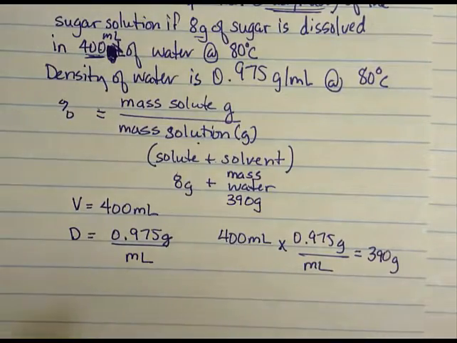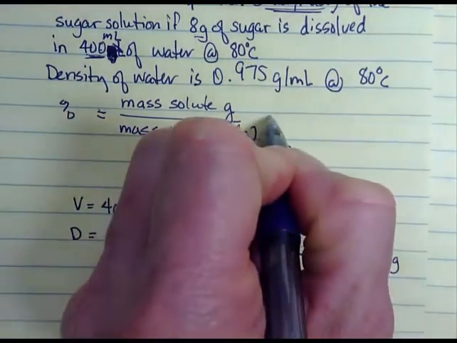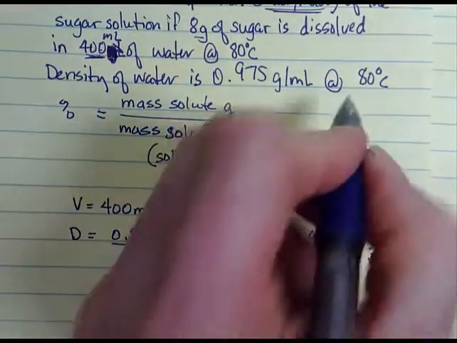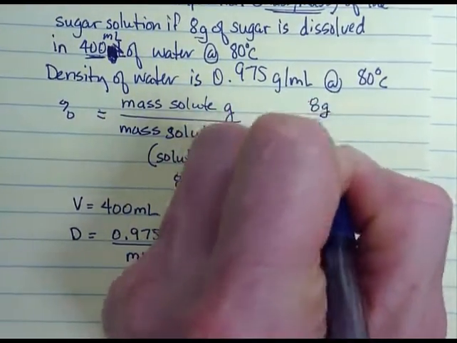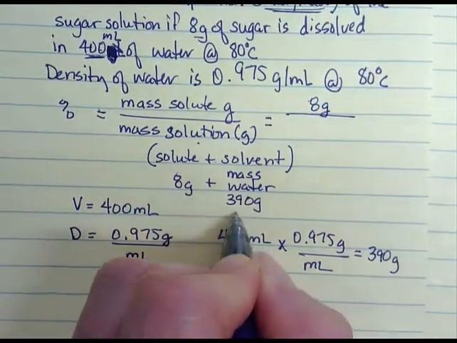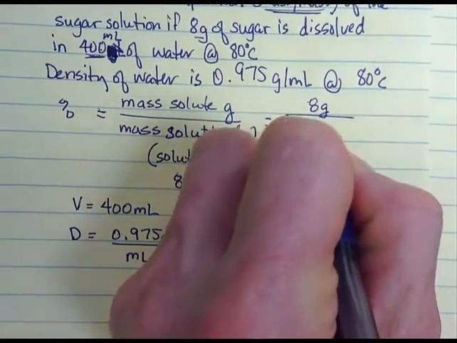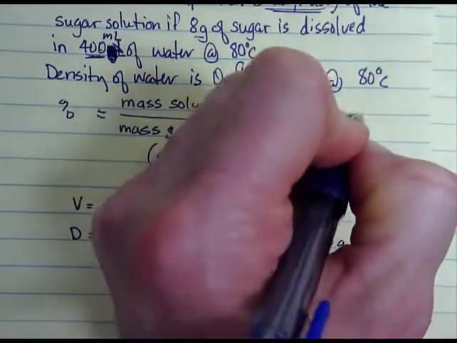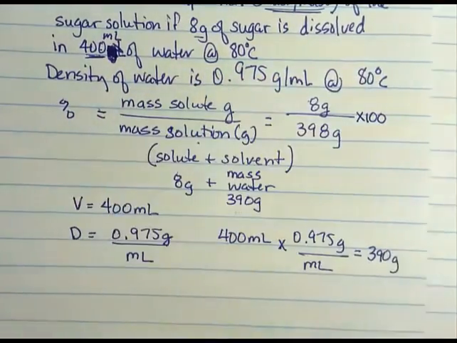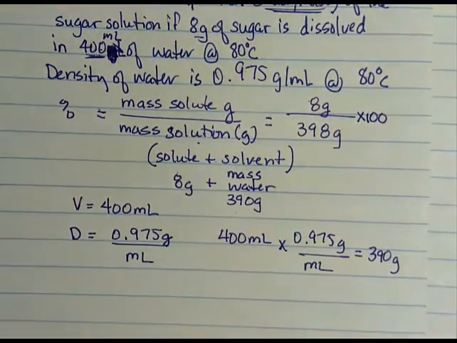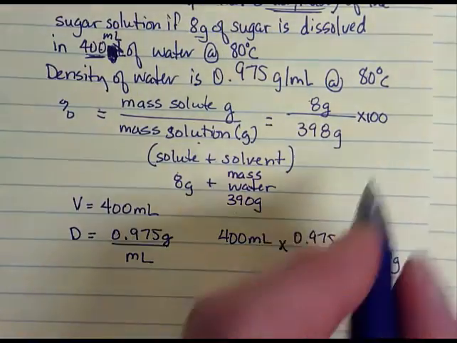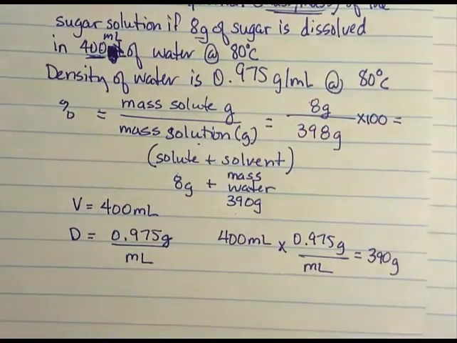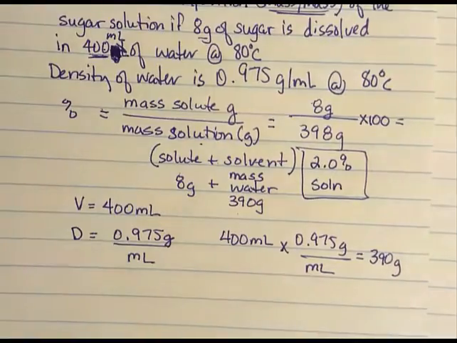And so we know that our mass of our solute then is going to be 8 grams. And that's going to be over 398 grams of solution. Multiply that by 100, and that should give us our percent of our solution. So this one would equal a 2% solution. So that is our final answer, 2%.